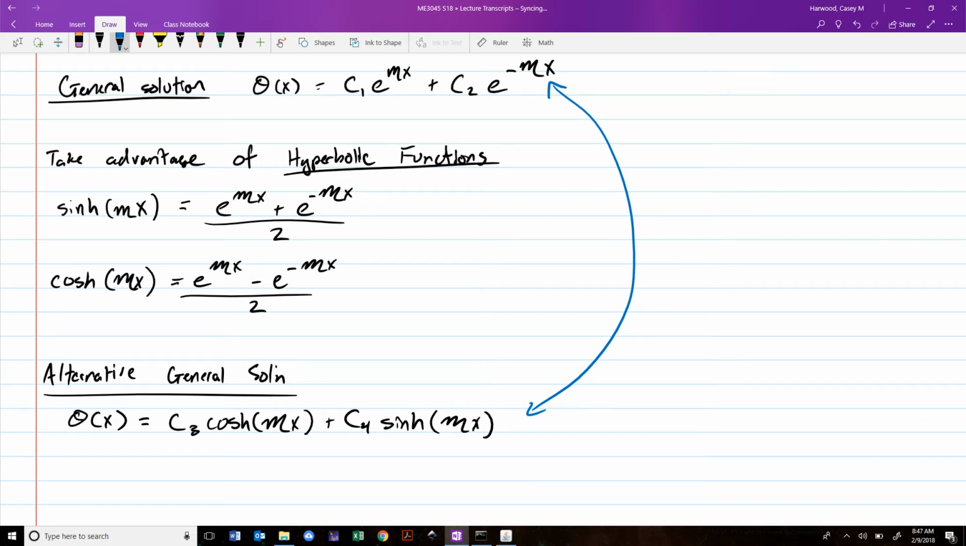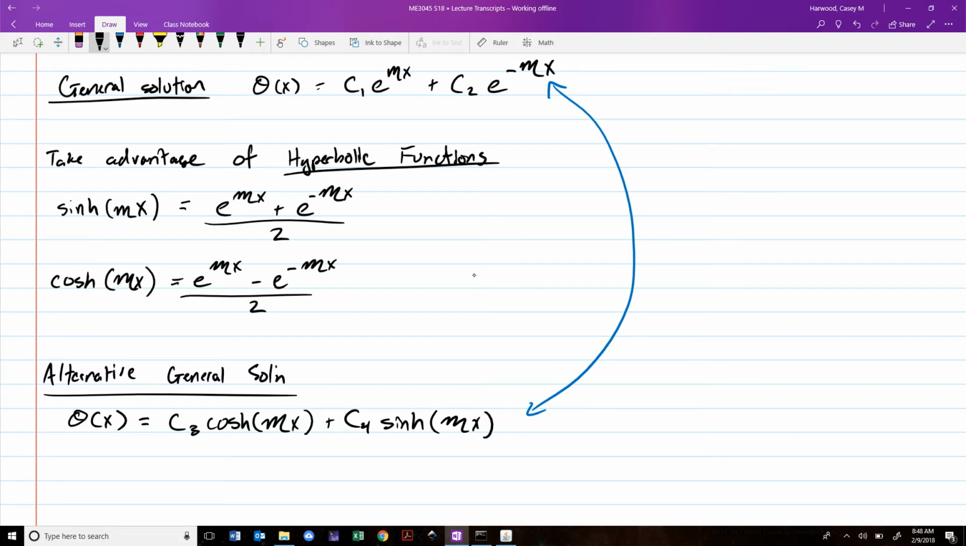If you were to say C1 is equal to some C3 plus C4, and C2 is equal to some C3 minus C4, right? C3 and C4 are just constants like C1 and C2. So you're turning your collection of two constants into the collection of two different constants, and if you regrouped everything, you would end up with this equation. The reason we like this is because we've got some nice identities that we should recall from vector calc.